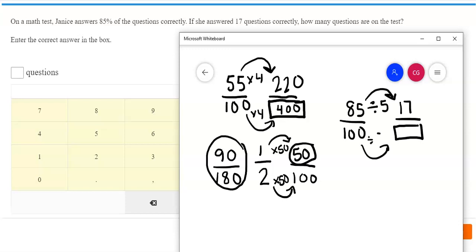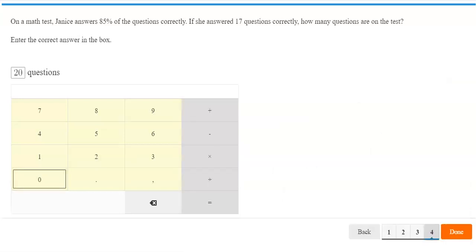100 divided by 5 then is 20. So there are 20 questions on the test. And you are done with check understanding.